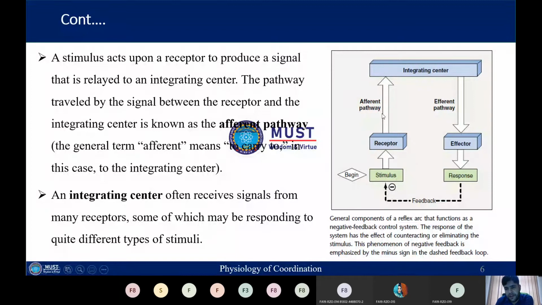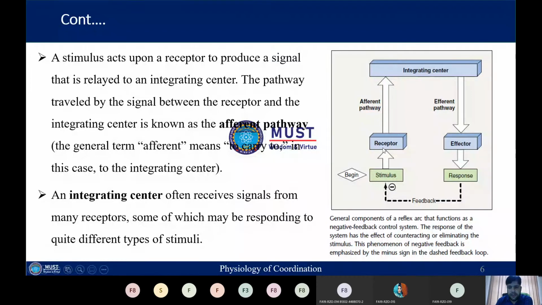So you can differentiate between afferent and efferent. Afferent always means towards, and efferent always means away. When we use the term afferent, it means that the pathway is going towards the brain, and when we use the term efferent, it means that the pathway is away from the integrating center, or away from the brain. So you can simply differentiate between the afferent and efferent pathway. The general term afferent means to carry, in this case, to the integrating center. To carry means towards, moving towards.